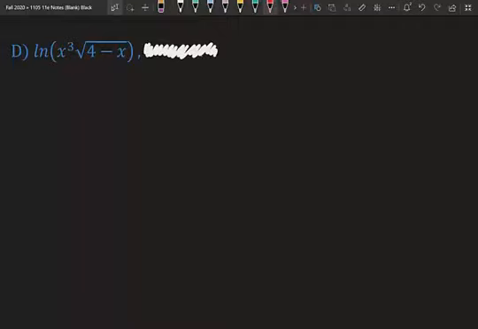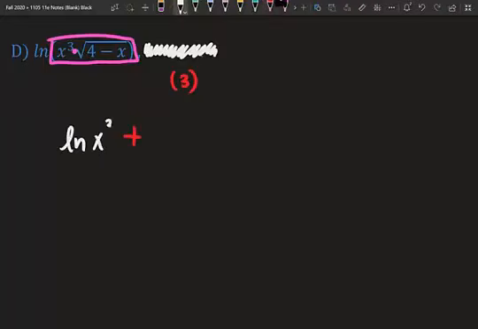All right, so let's figure out what's happening inside the argument. So inside the argument, we're multiplying. So since we're multiplying, we're going to be using property 3. And property 3 states that we're going to separate them using an addition symbol. So we'll have ln of x cubed plus ln of the square root of 4 minus x.